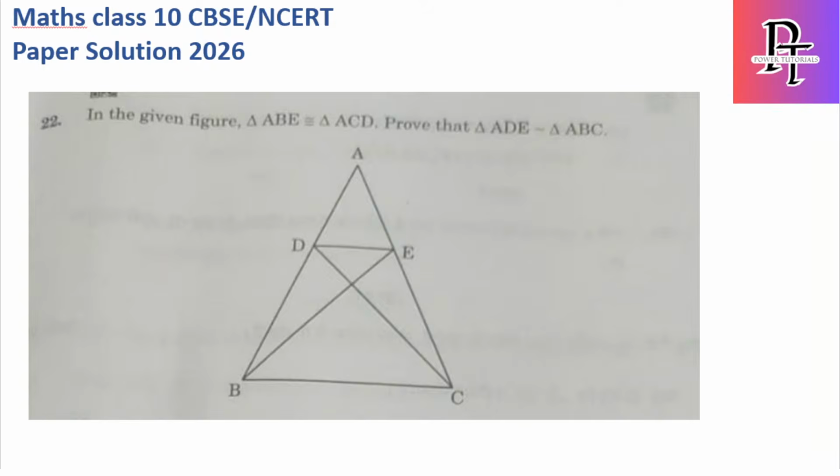In the given figure, triangle ABE is congruent. If you notice this equation, that is an equal to and tilde sign, that means they are congruent. Congruent means exactly angles and sides are equal, not only proportional. And prove the triangle ADE is similar to triangle ABC, we have to prove. So first let's use this condition and write down what we can confirm if two triangles are congruent. If ABC is congruent to ACD, then angle A is equal to angle A, angle B is equal to angle C, and angle D is equal to angle E.